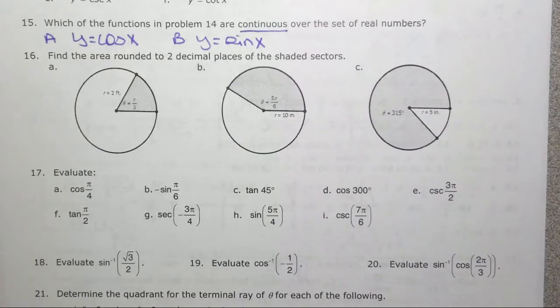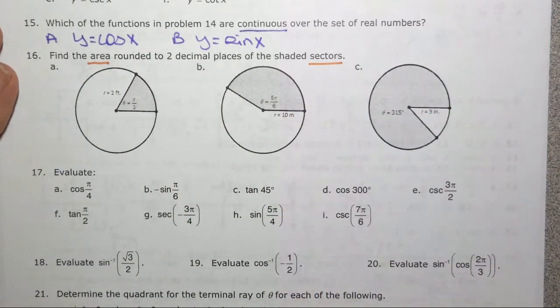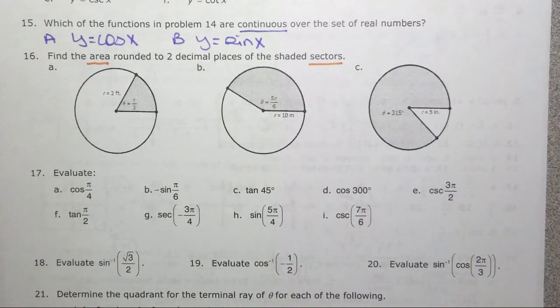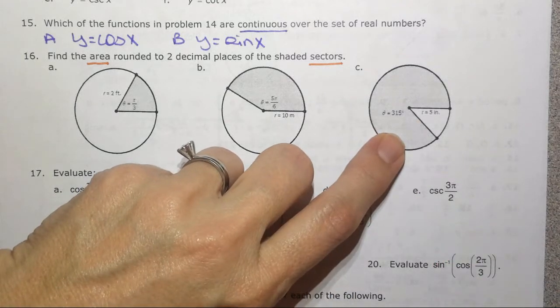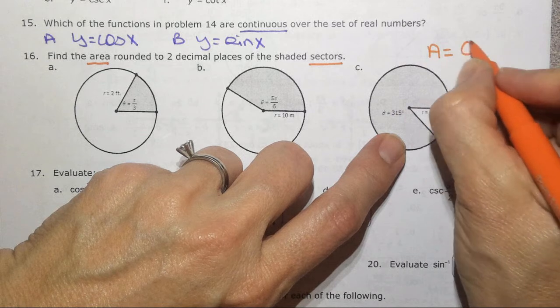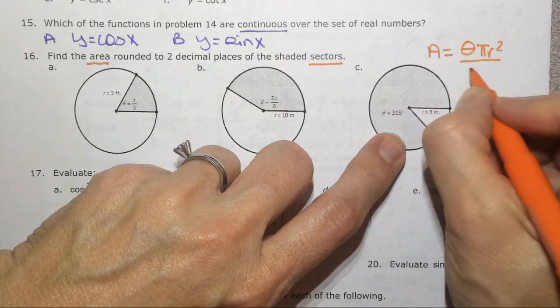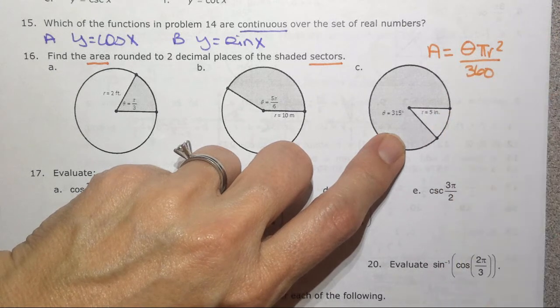On number 16, A, B, and C, they want you to find the area of a sector. To find the area of a sector, you're going to have to know the formula. There were two formulas, one for radians and one for degrees. I'm going to do the degree problem right here at the end. The area is theta pi r squared over 360.